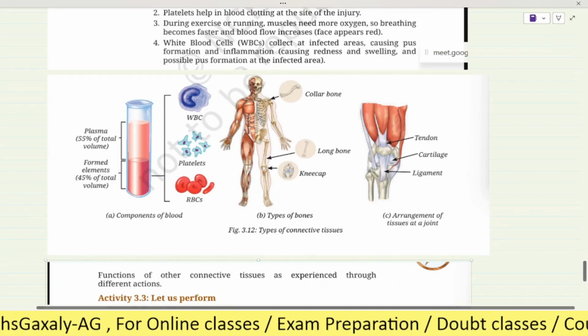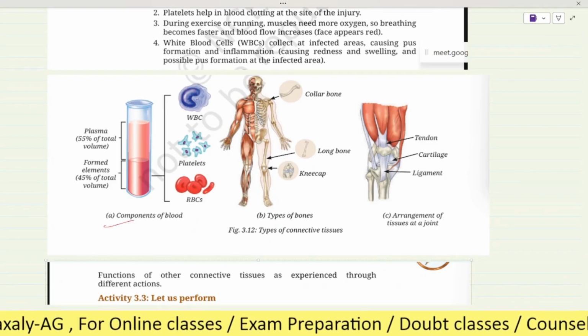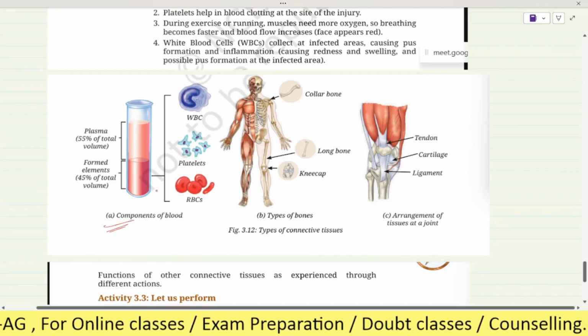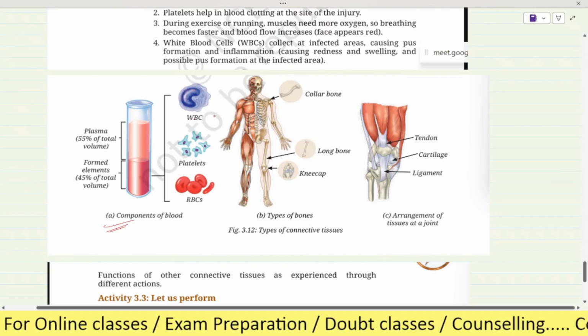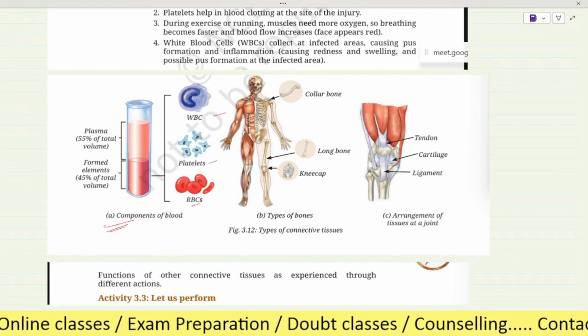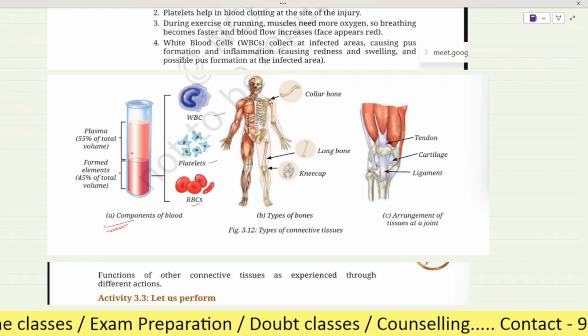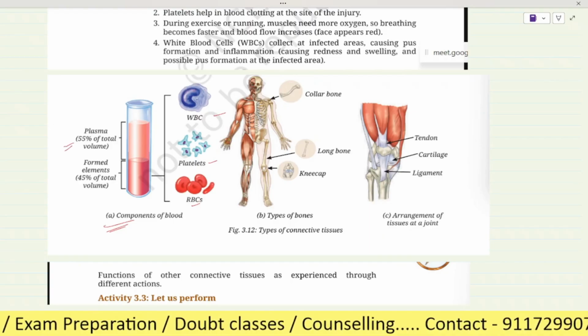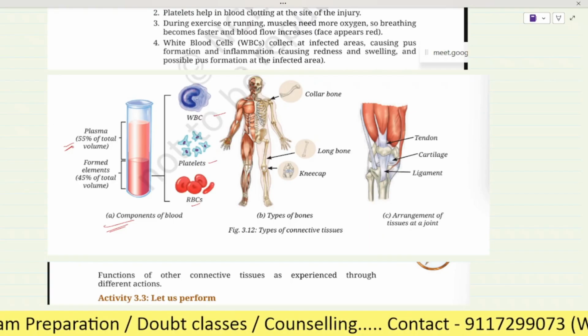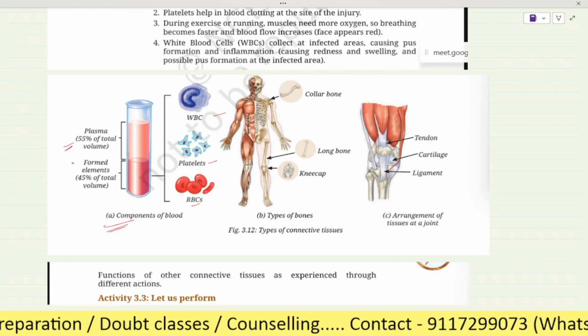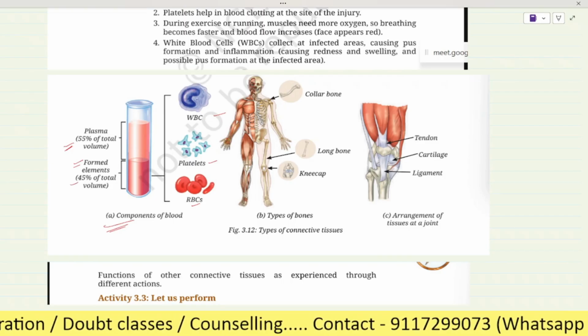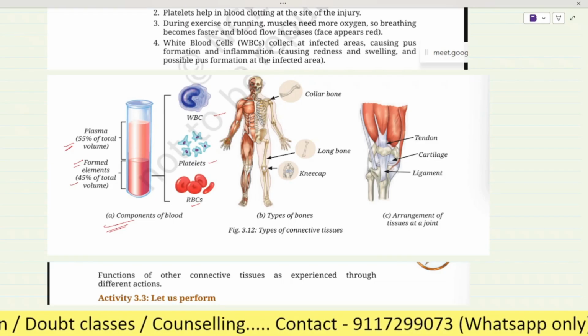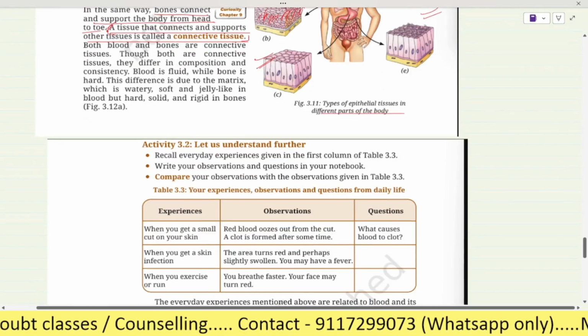Okay, this one. Components of blood. As you can see, it consists of WBC, platelets, and RBC. The first part, as you can see here, is plasma, and it is 55% of the total volume. And the second is the formed elements, which are 45% of the total volume.